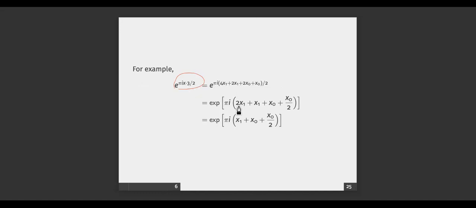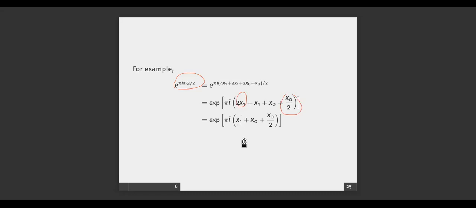And if you distribute the 1/2 to these terms here, then the 2 will cancel with the 4, and the 2 and the 2 here will cancel, and then the x0 will be x0/2. And this one here will actually become 1, and the reason for that is in the next slide.